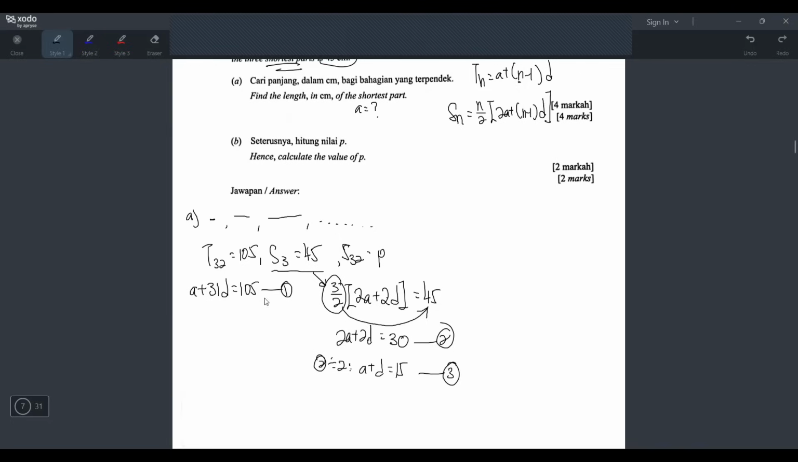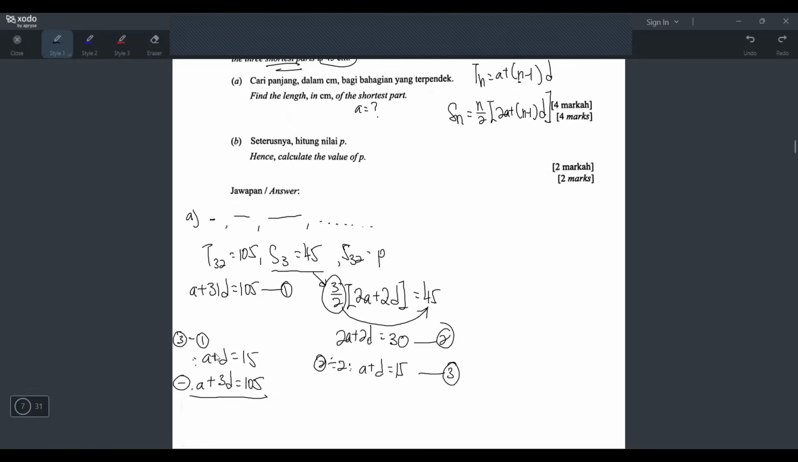And now equation 3 and equation 1, we eliminate. So what is equation 3? A plus d equals 15. Equation 1, A plus 31d equals 105. And then draw a line. Since we are eliminating A, we will subtract both equations, because if you add, then it becomes 2A already. So remember, we will subtract when the signs are the same.